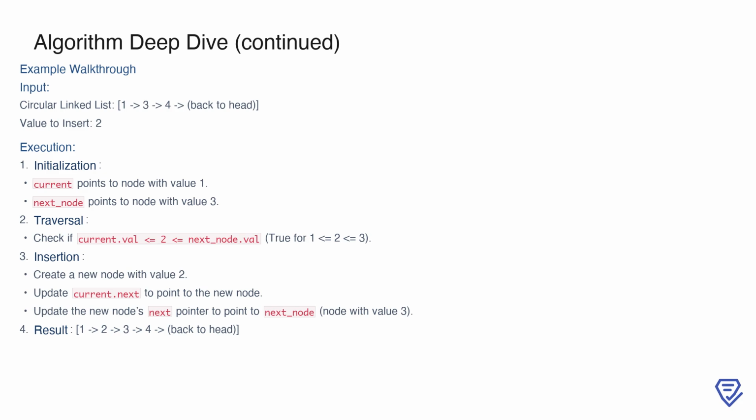To insert the value, we create a new node with the value 2, update current.next to point to this new node, and then set the new node's next pointer to point to next_node, which is the node with value 3. The resulting circular linked list is 1-2-3-4-back to head, preserving both the sorted order and the circular structure.